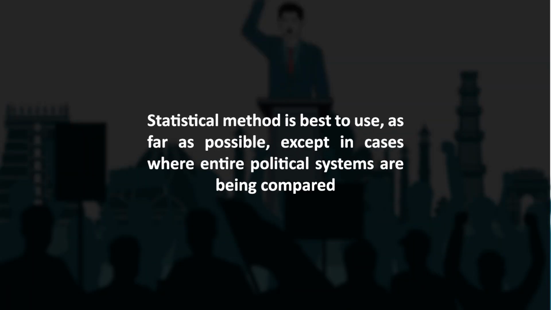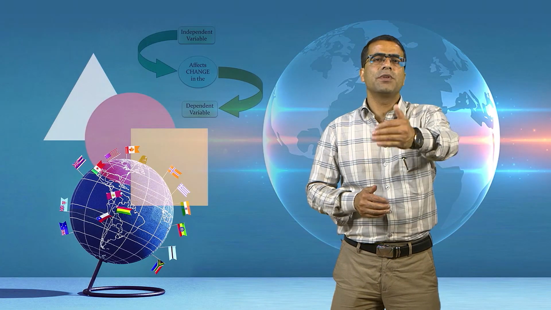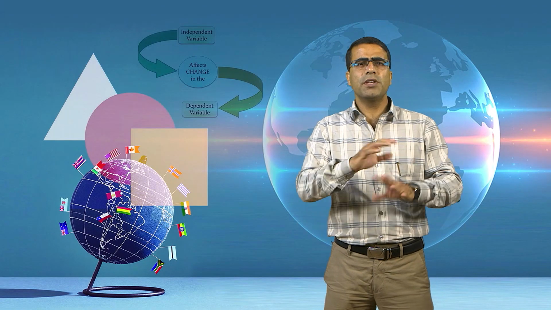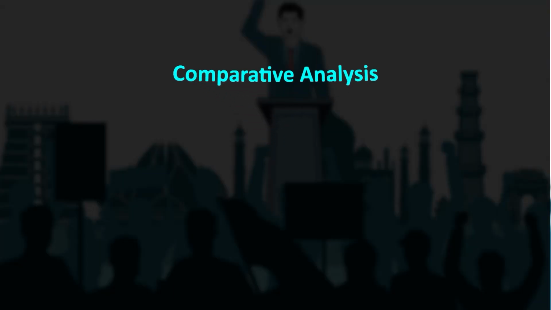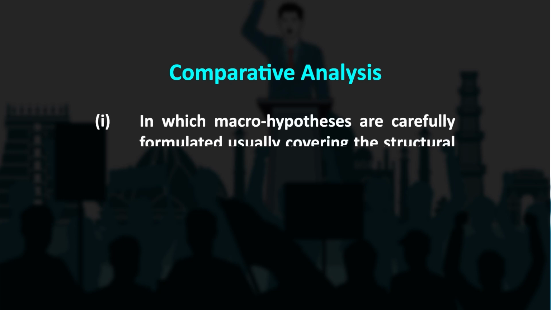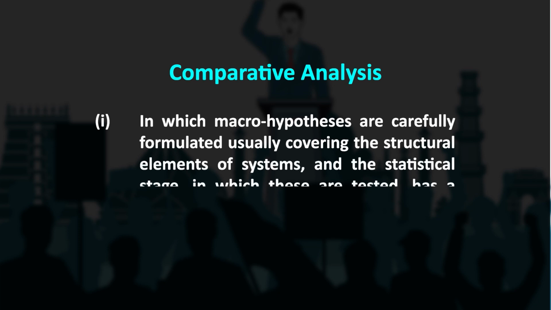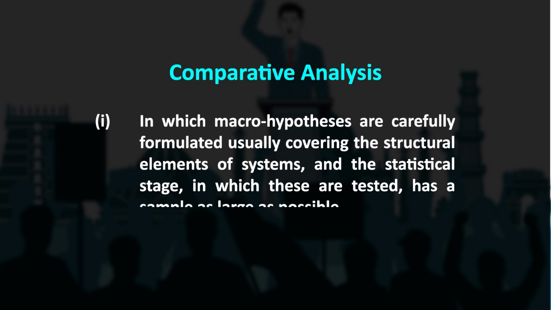The statistical method is best to use as far as possible, except in cases where entire political systems are being compared. In such cases, the comparative method has to be used. The two can also be used in combination. Here, the comparative analysis will be the first stage in which macro hypotheses are carefully formulated, usually covering the structural elements of the system, and the statistical stage in which these are tested has a sample as large as possible.